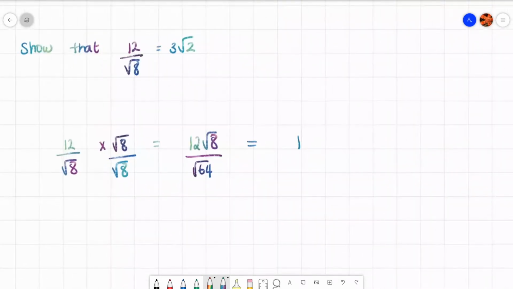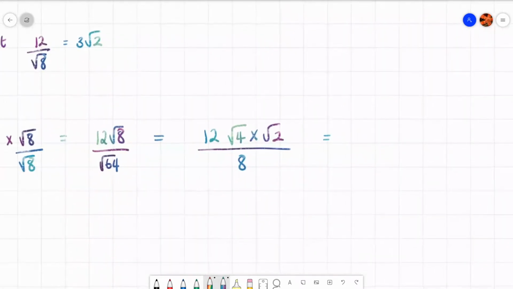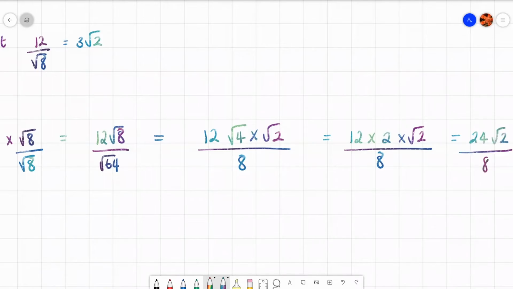We can simplify this because square root of 8 becomes square root of 4 times square root of 2. Square root of 4, or 4, is a square number. And square root of 64 is just 8. Well, this here now becomes 12 times, well, the square root of 4 is 2, times root 2 all over 8. So again, 12 times 2 is 24 root 2 all over 8.